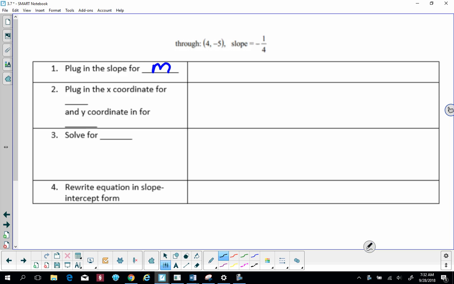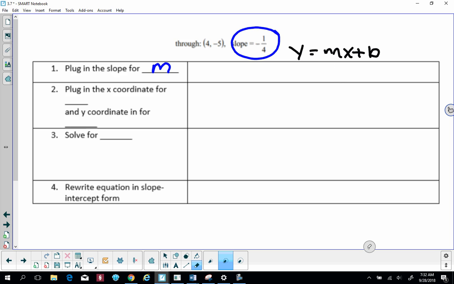Right here, I have y equals mx plus b. But now, what are they telling me my slope is? Negative 1/4, right? So I know that that's going to be my m. When I'm rewriting it, instead of m, I'm going to write negative 1/4. I don't like how I wrote that. Again. And then I'm going to fill the rest of it in. y equals negative 1/4 x plus b.